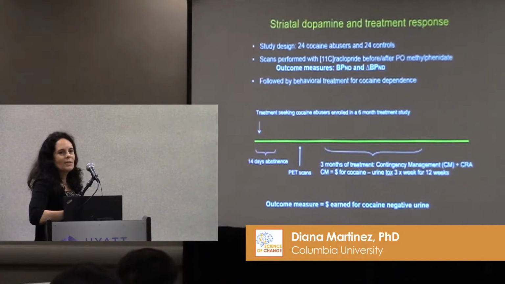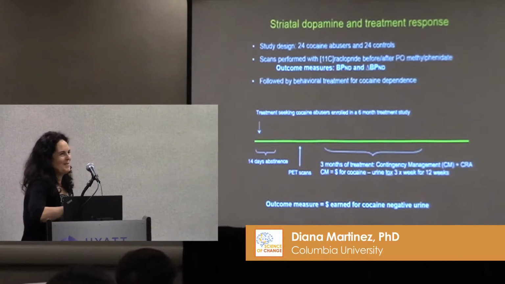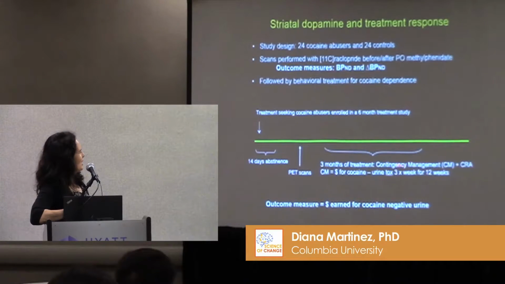This time though, instead of giving people a choice between cocaine and money in the laboratory, we gave them the choice between cocaine and money in the clinic. They did 3 months of behavioral treatment. As I mentioned, I do imaging, not behavioral treatment, but it's called contingency management with community reinforcement approach. It's a very standardized and tried and true treatment. Contingency management, which speaks to me, is giving people a choice between cocaine and money.